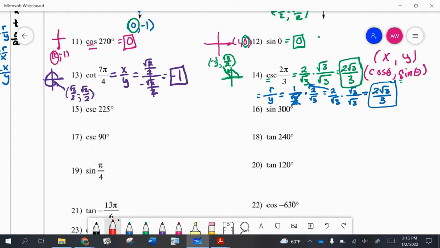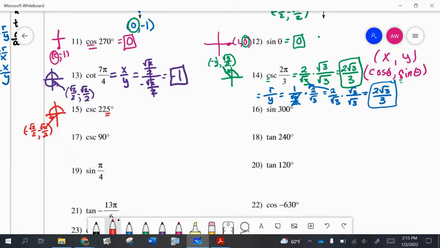So cosecant 225. I'm thinking 225, that's in the third quadrant. When it ends in a 5, that's my 45-degree reference angle, where they're both root 2 over 2. And we know everything is negative in quadrant 3, so x and y are both negative.